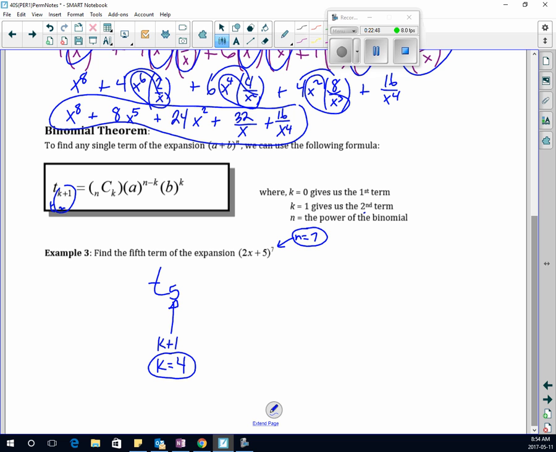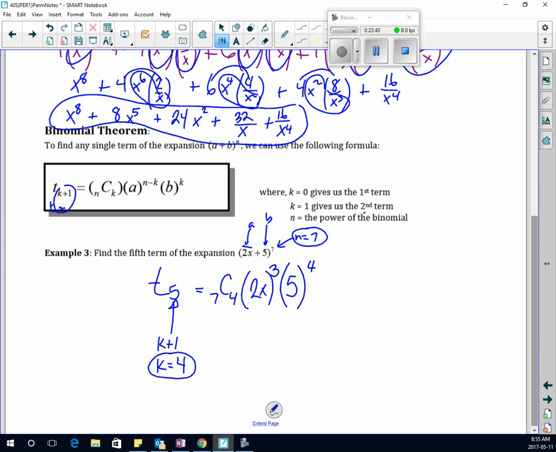Okay. Everybody see 2x is my a term. 5 is my b term. Yes? So we're just going to plug it in the formula. So nCk, that would be 7C4. Everybody know where I'm getting this from? Then it's going to be the first term. I'm running out of room here, so I'm going to erase this. Sorry, I'll do it the other way. This is my a, and this is my b. Okay, so that's the first term, so that's going to be 2x. And that's going to be to the power n minus k. Remember, n was 7, k was 4, so 7 minus 4 is 3. And then the second term, which is 5, that's going to be to the power k. So that would be to the power 4.